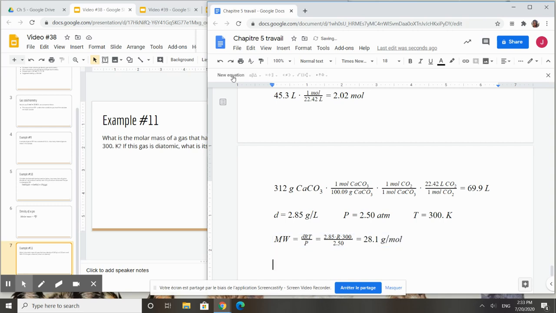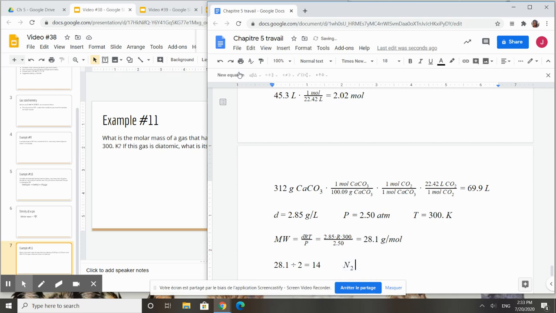And then the question goes on to say, if this gas is diatomic, what is its identity? So 28.1 divided by 2 is approximately 14.05, but that nearest makes no difference. I go to my periodic table, I find what has a mass of 14, and it is nitrogen, so this gas is N2.